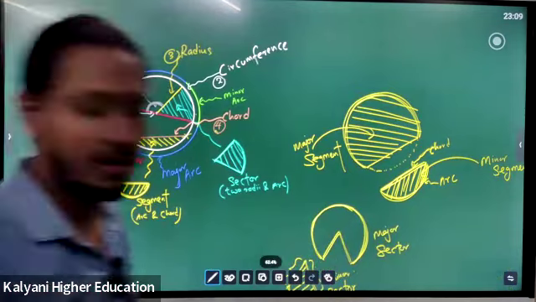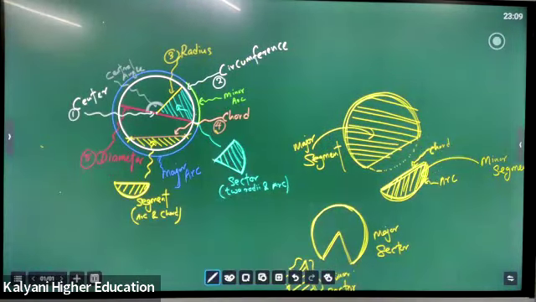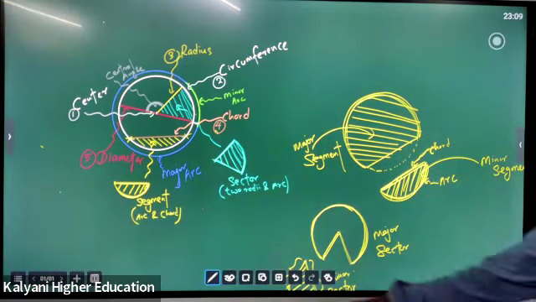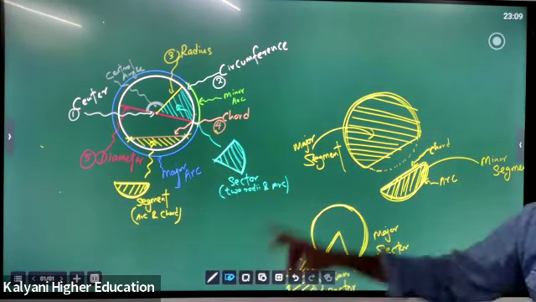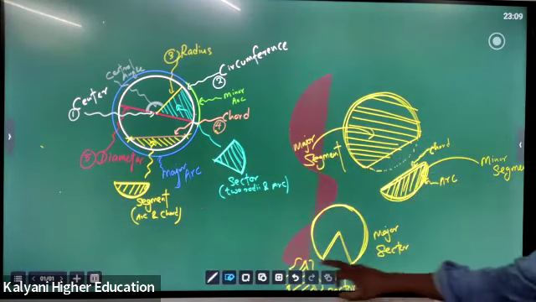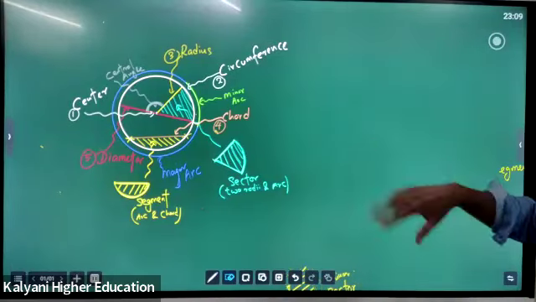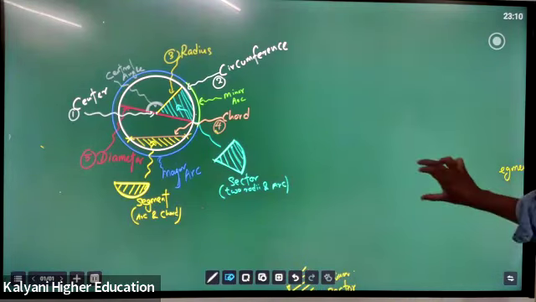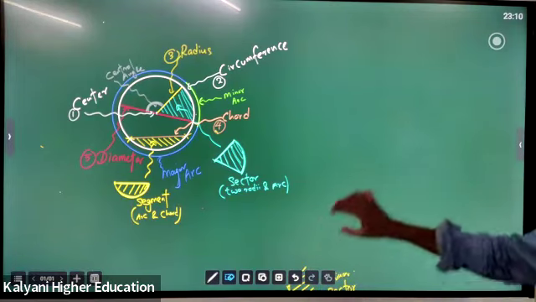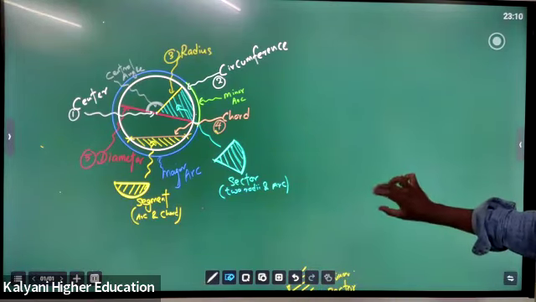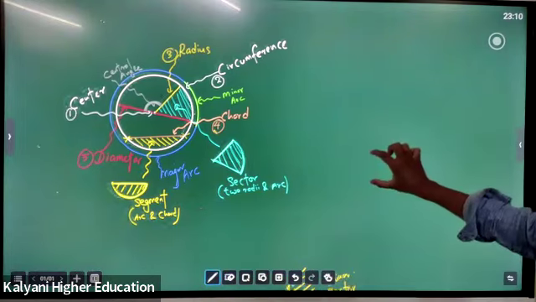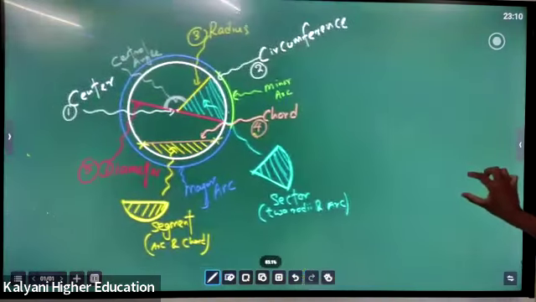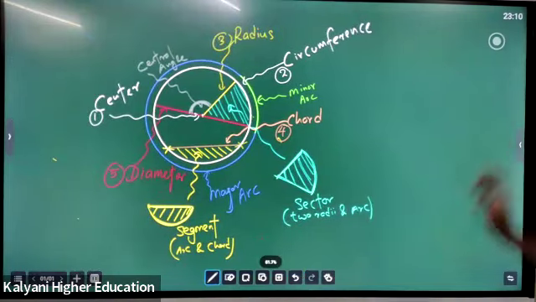Right. These are the parts of the circle you need for your grade 8 circle lesson, only this much. Is it clear? Is there any question? If you want, you can take a screenshot. Clear now? I think it's clear. Fine.